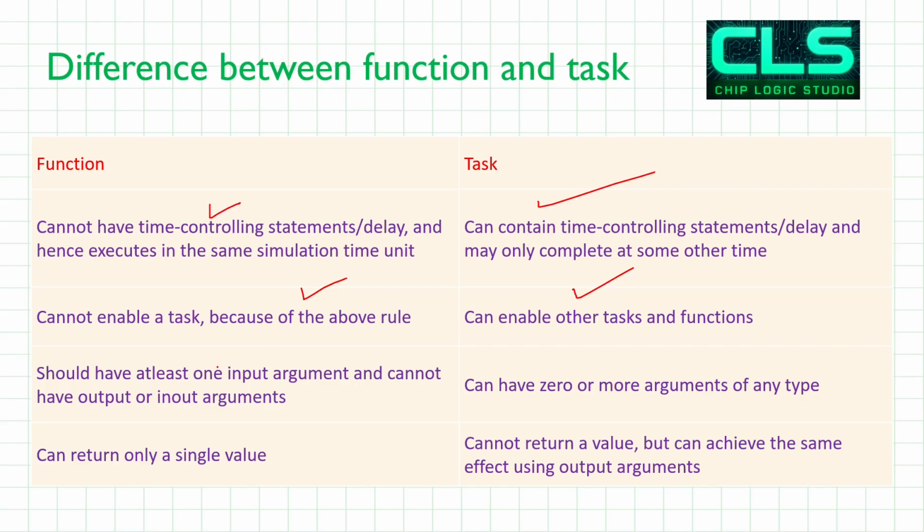Okay, should have at least one input. So this is already mentioned, should have one input. It can have multiple inputs, but it will not have any return type. Okay, return value, it doesn't have a return value. So instead of returning a value, it will give you output directly. Okay, a task will directly give you output.